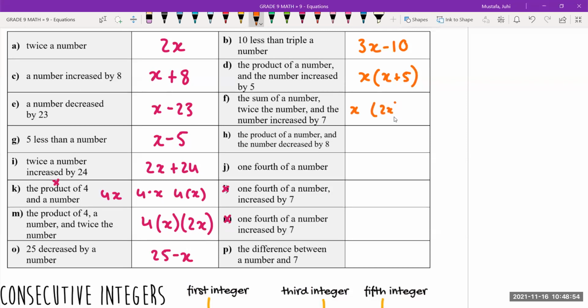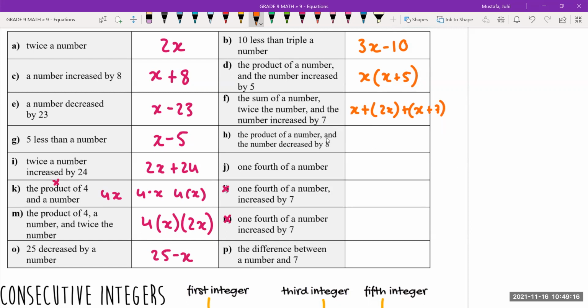Yeah, and what are we going to put? So x plus 7, what are we going to put in between them if it's a sum? Nope, sum, remember? Good try. It means addition. So this is like saying the sum of a number, which is x, twice the number, which is 2x, and the number increased by 7, which is x plus 7.